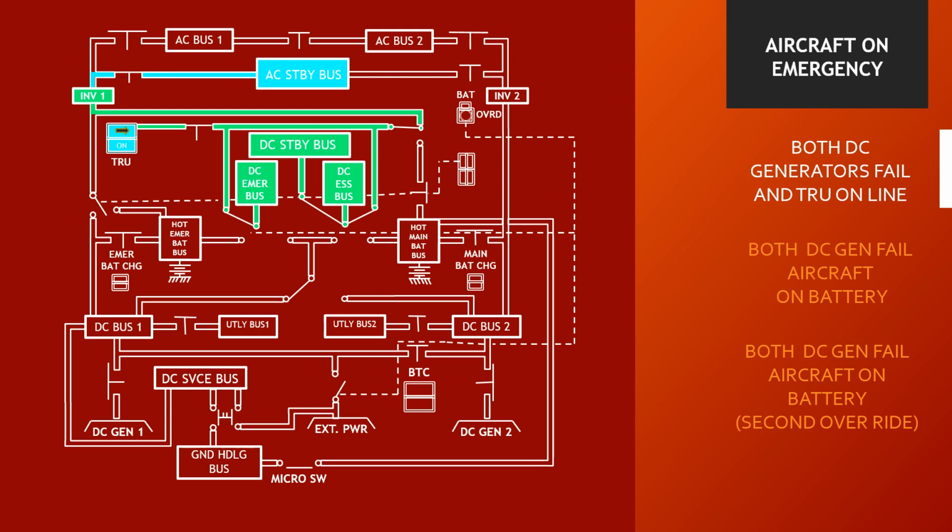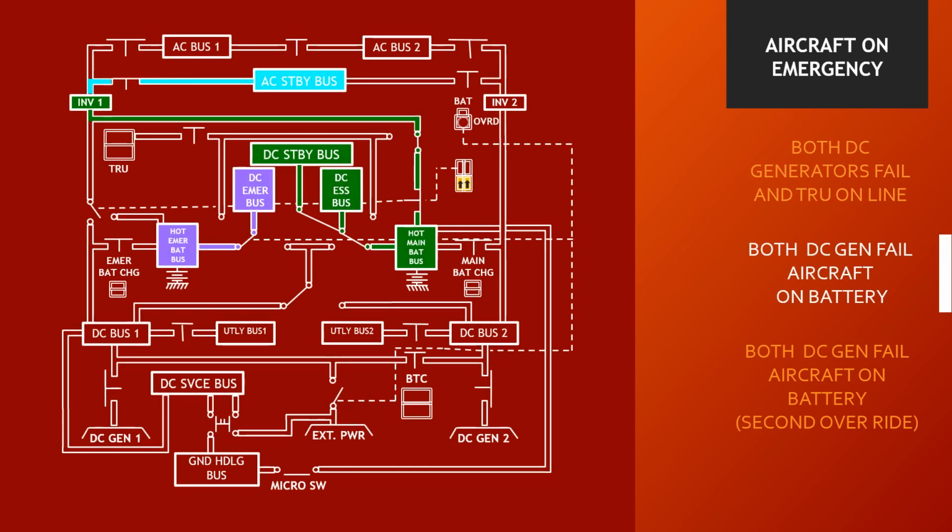If aircraft is on TRU in flight and load is limited to 60 amps, you can complete the sector without any time limitation. In case of dual DC generator loss in flight and aircraft is on TRU, the TRU will get input from ACW bus 2 and it will provide DC supply to DC essential bus, DC emergency bus, DC standby bus, and AC standby bus through inverter 1. Note, in this condition, DC main buses, DC bus 1 and DC bus 2, will not be supplied.